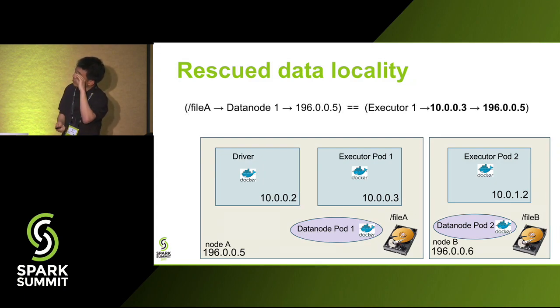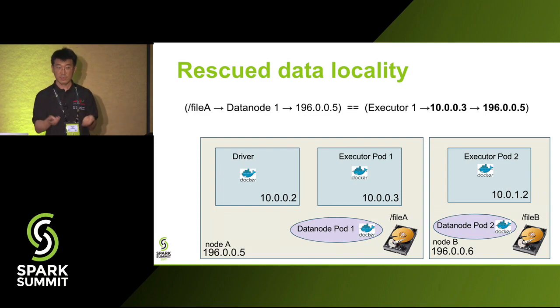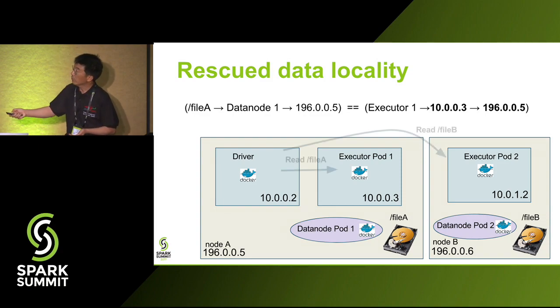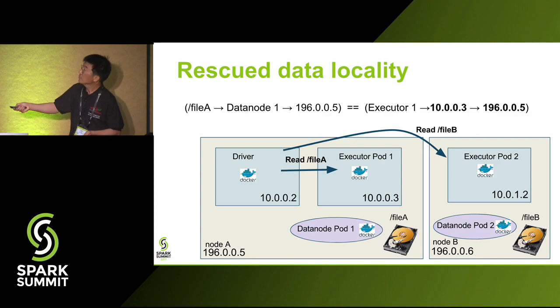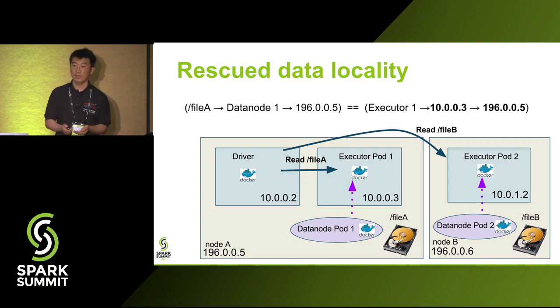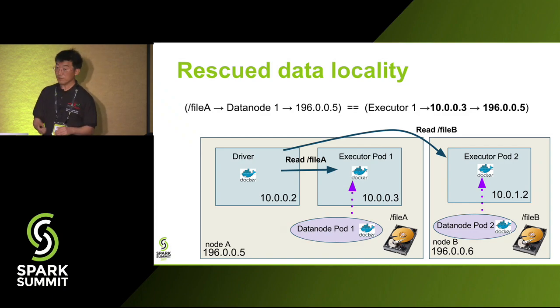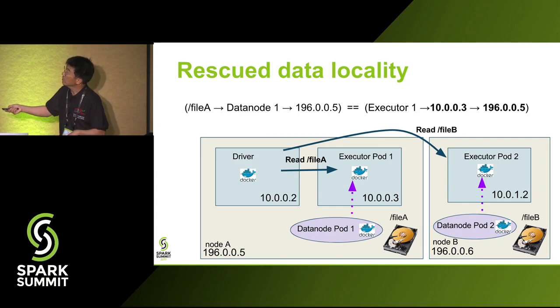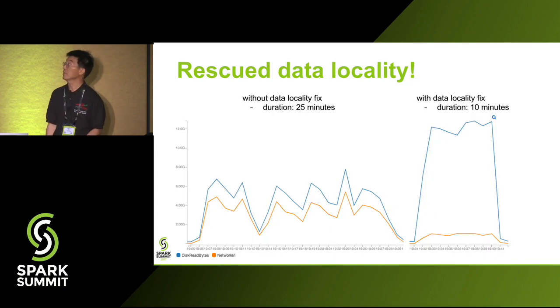Okay, so the left-hand side, again, remains the same. On the right-hand side, we map executor 1 to the pod IP address, and then map the pod to the cluster node and its IP address. Both sides match again. The driver will do the right thing. The job will be fast again. Everybody will be happy. Okay? So we fixed the code. The question is, does it make a difference? Let's take a look at an experiment.